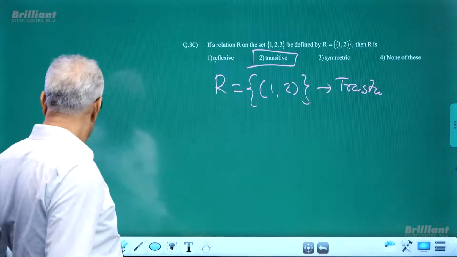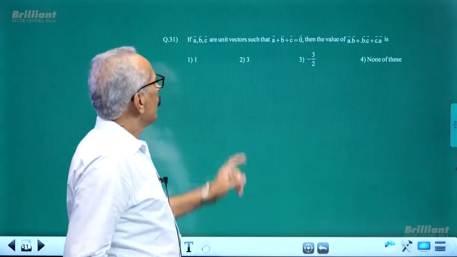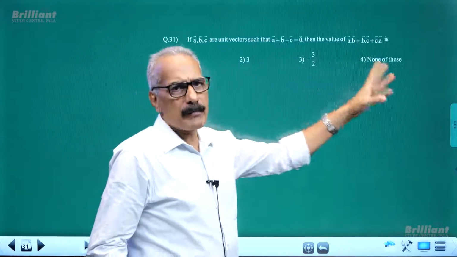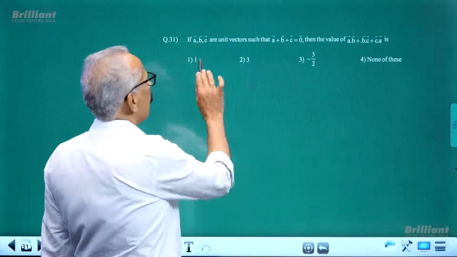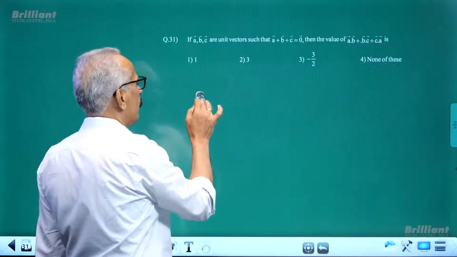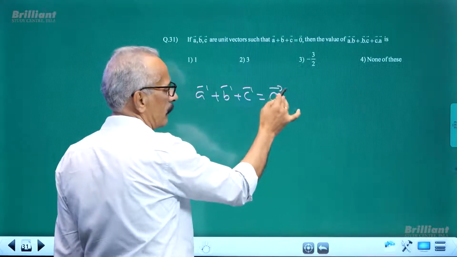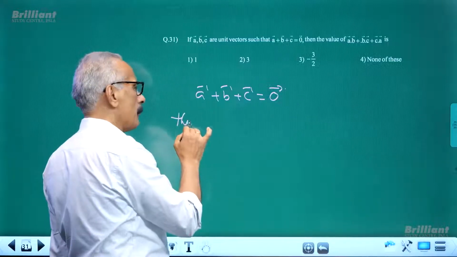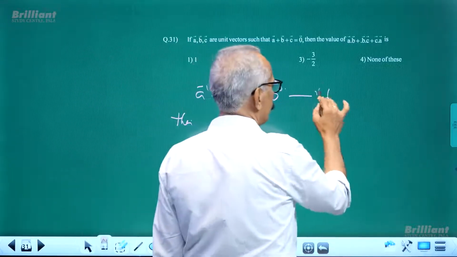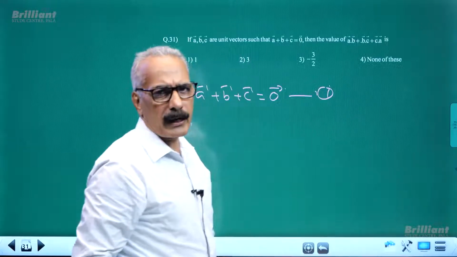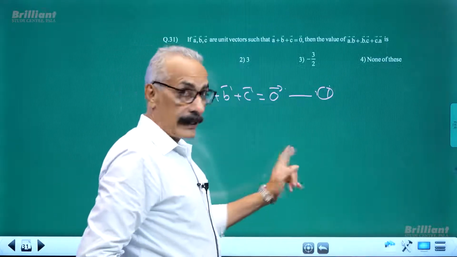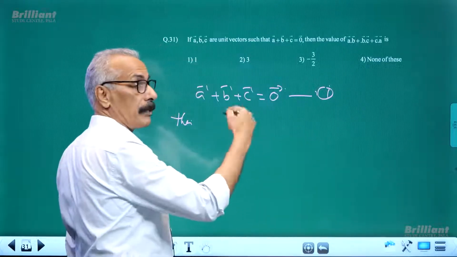Okay. 31. ABC are unit vectors. Many times I told you. ABC are unit vectors, okay? If A plus B plus C equal to a null vector, then always remember, ഒന്ന്, they can be the sides of a triangle taken in order. രണ്ട്, this is very much, squaring means dot product.